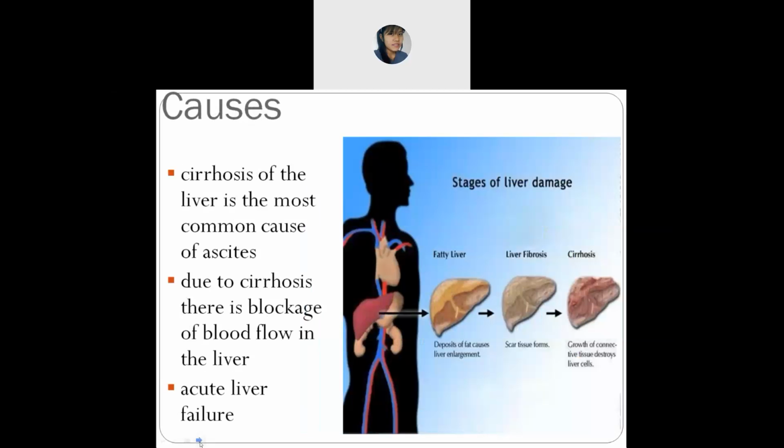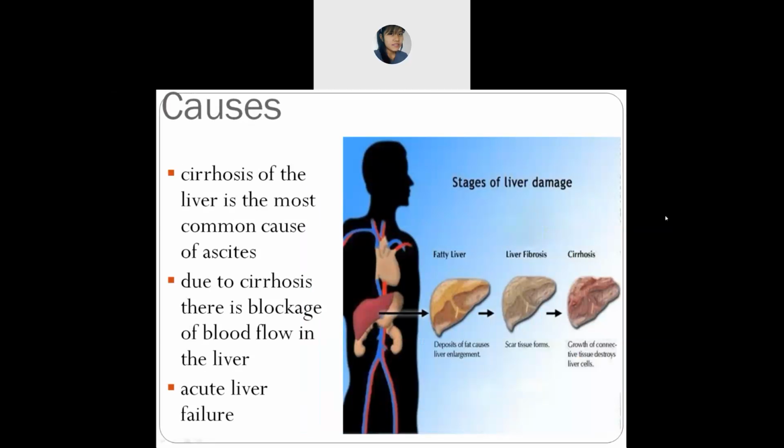Next is causes. What can be the cause of ascites? It can be because of cirrhosis of the liver, which is the main cause of ascites. Cirrhosis of the liver means the tissues in the liver become damaged and destroyed, mainly because of alcohol consumption. Cirrhosis of the liver mainly occurs because of alcohol.